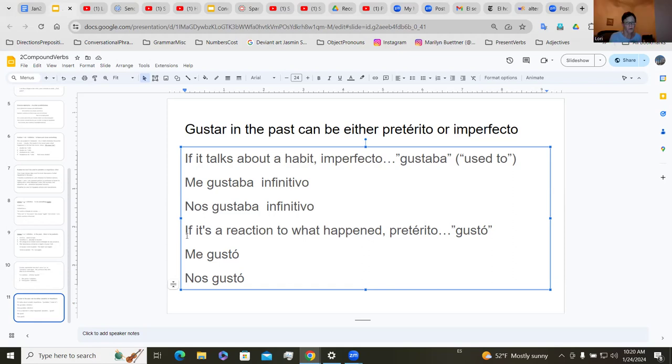Is that pretty much with all prepositions? All prepositions. So prepositions are itty bitty words that don't mean a whole lot by themselves. Of course, they have a meaning, but prepositions are little words like de, like a, like en, like para, like por. Okay. Prepositions are itty bitty words, and a verb that is right next to the preposition always goes into infinitive form.